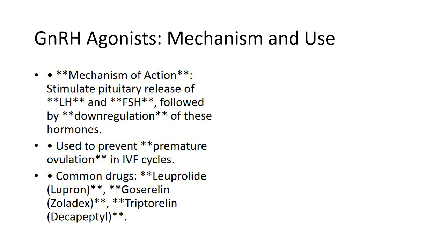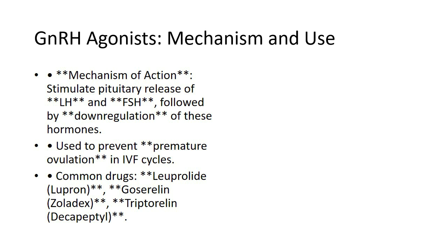Forms of GnRH agonists: Leuprolide, Lupron, a widely used GnRH agonist, available in both daily injections and long-acting depot forms, e.g. Lupron Depot. Goserelin, Zoladex, another GnRH agonist used in ART cycles, available in implant form. Triptorelin, Decapeptyl, also used in ART cycles, available as a long-acting injection.